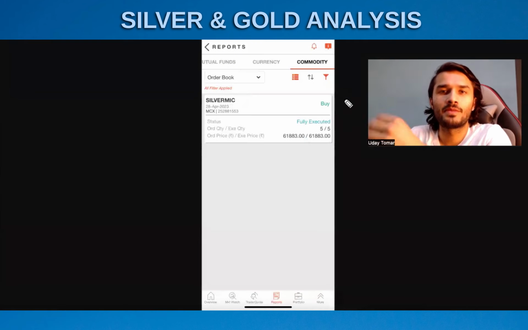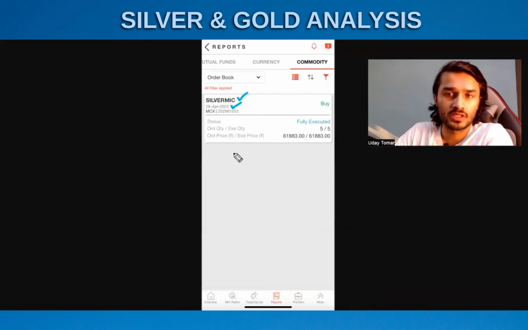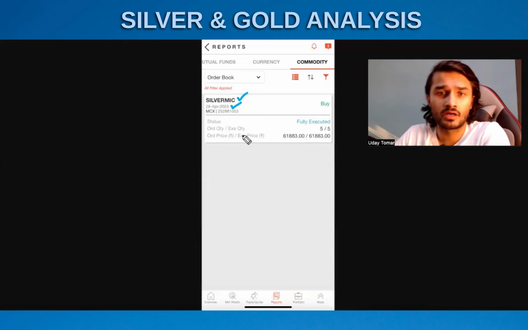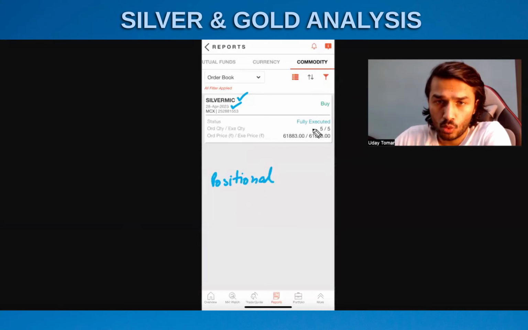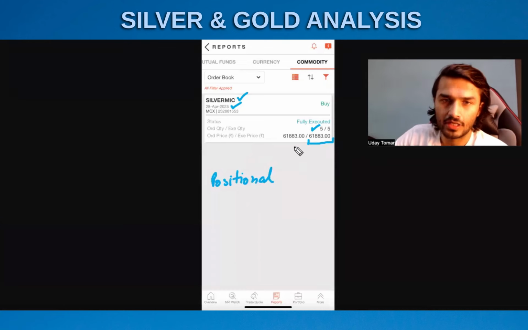As I told you that I will be sharing my trade in the end. So I'm trading silver, and I have already told you in the past that silver is one of my favorite commodities to trade. The expiry is 28th April of this contract. I might roll over this contract if my targets aren't achieved. I will roll over into the other expiries in case my targets don't get achieved in this time frame. And this is a positional trade firstly. So the time frame for this trade would be at least a month or two. And my quantity which I've taken is 5. And my average price is 61,883.